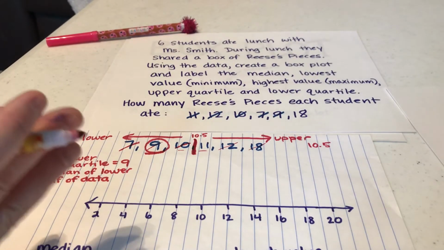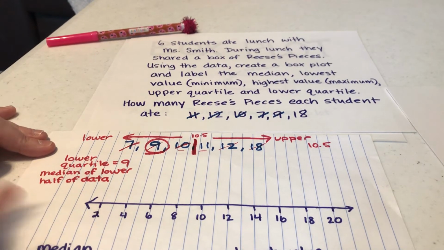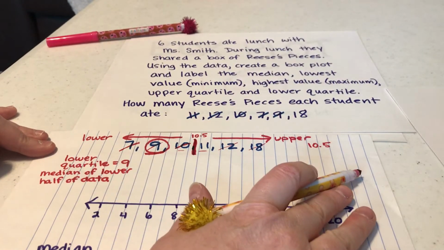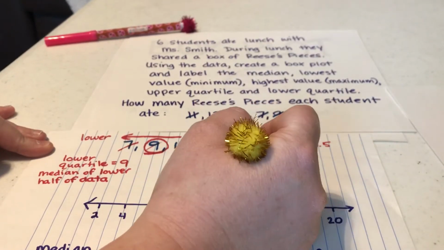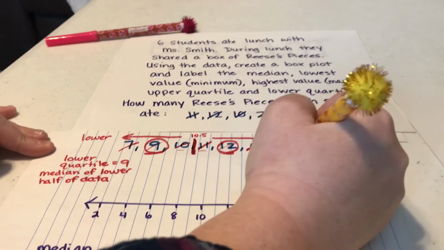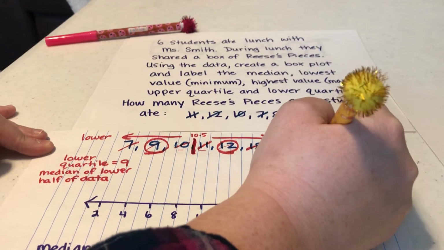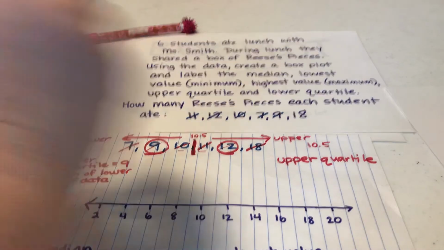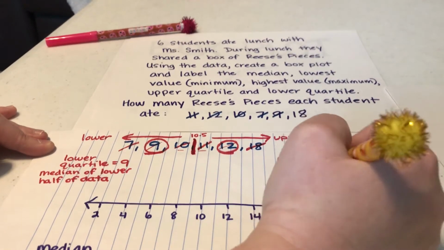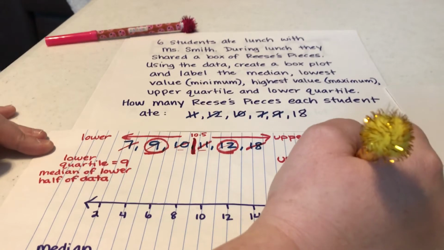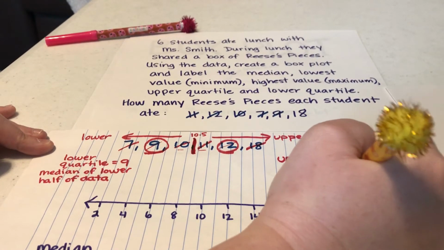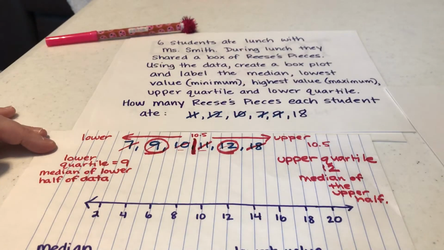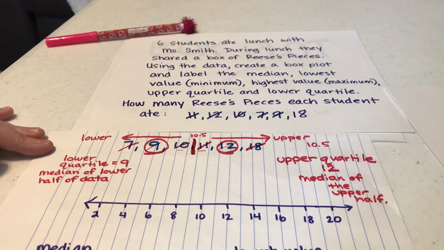All right. And so we're going to do the same thing with the upper half of our data. So we're going to look at these 3 numbers. Since this is our dividing point, our upper half is up here, and we're going to find the median of those numbers. And our median is 12. So our median of our upper half is known as the upper quartile, and that equals 12. And that is the same thing as the median of the upper half.